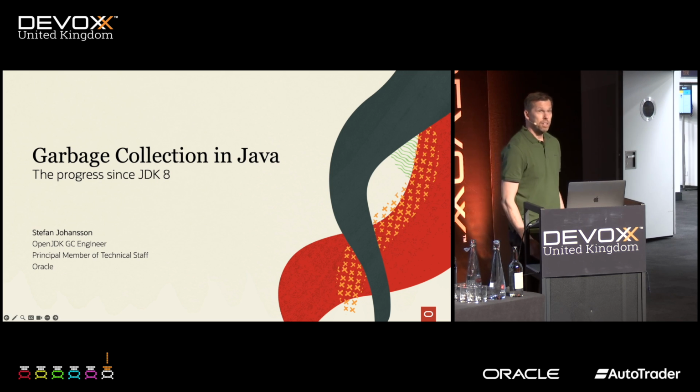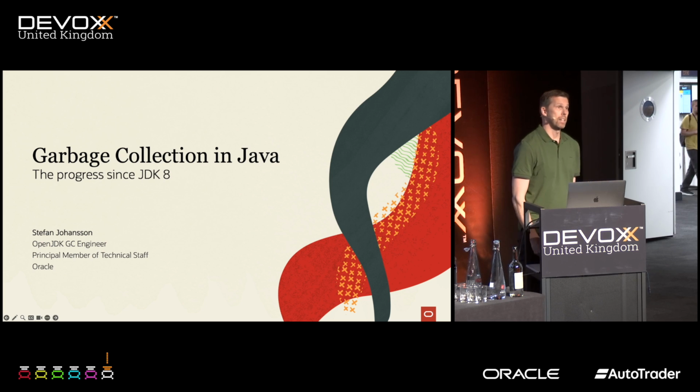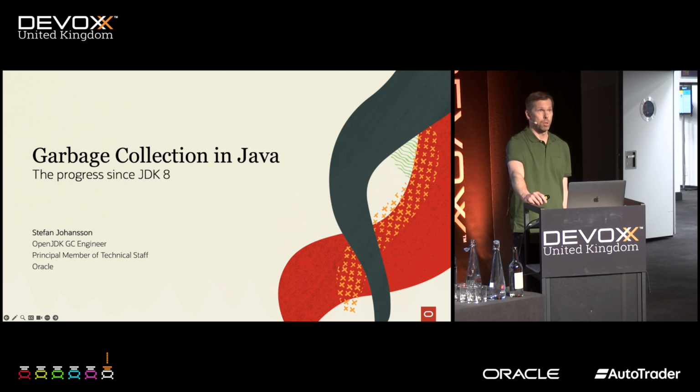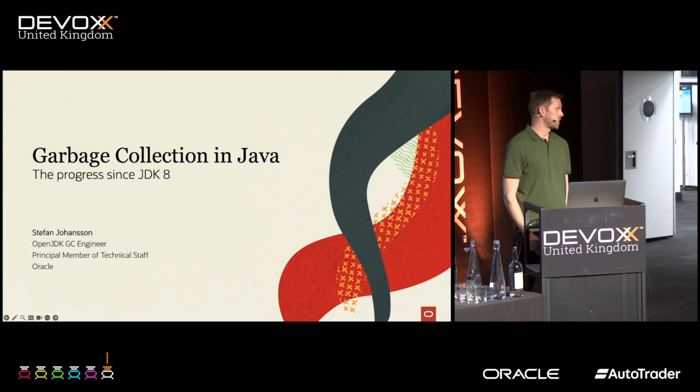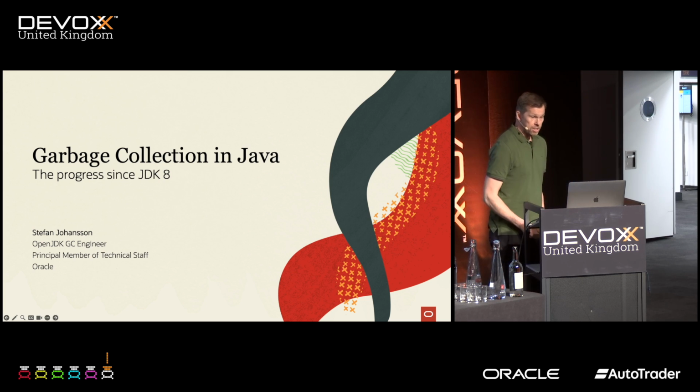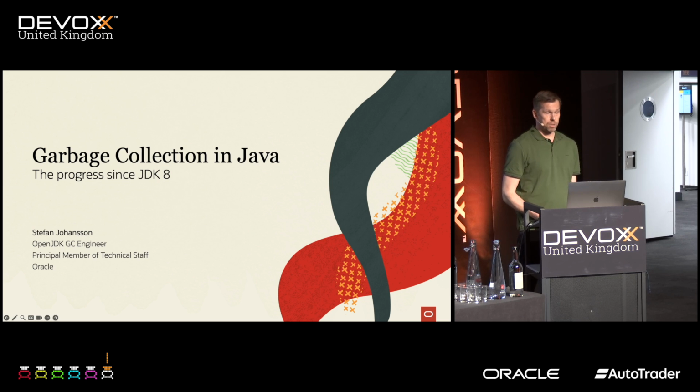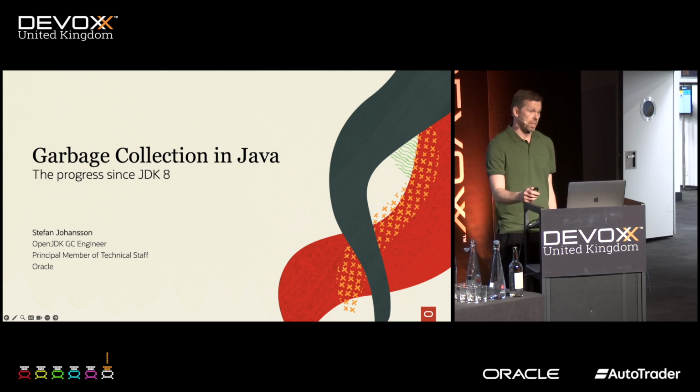I have two main goals with this presentation. First, I want to give you a better understanding of how to choose the correct garbage collector for your application. But I also want to show all the benefits you can get from upgrading to a more recent release of Java compared to maybe JDK 8, which I know has been heavily used in the past and still is. So with that, I want to welcome you to this talk, Garbage Collection in Java, the progress since JDK 8.